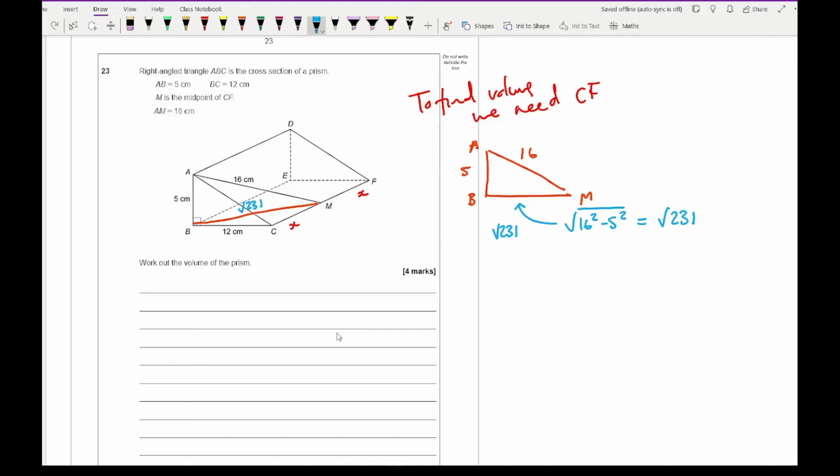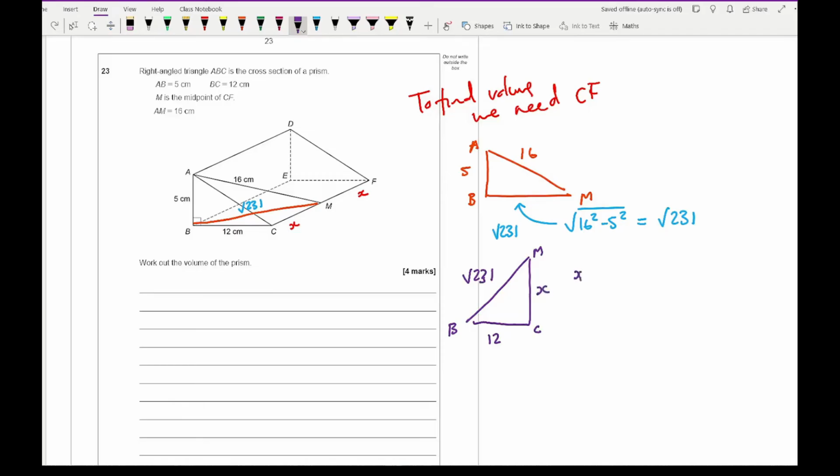Now again, what I need to do is work out x. So if I take out that other triangle, which is M, C, and B, this length here is 12, and this length here is square root of 231, and this is my value of x.